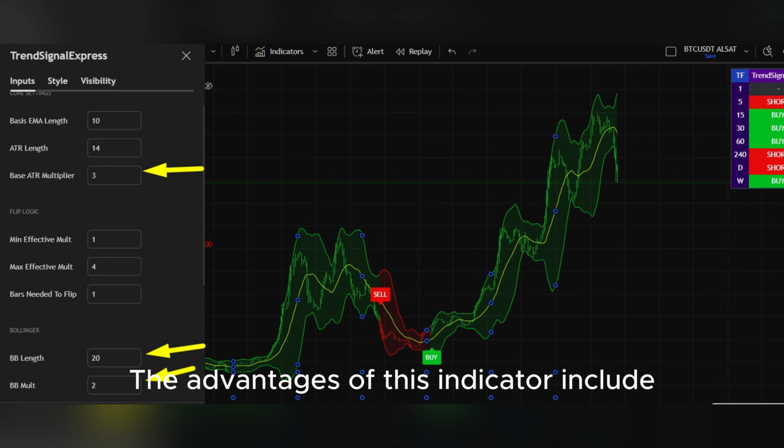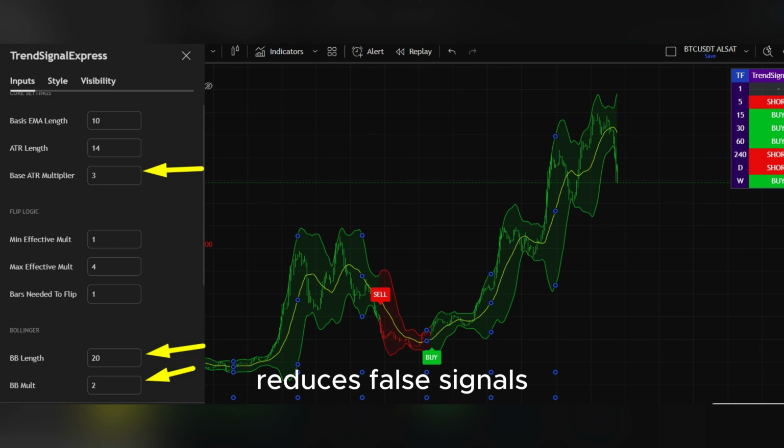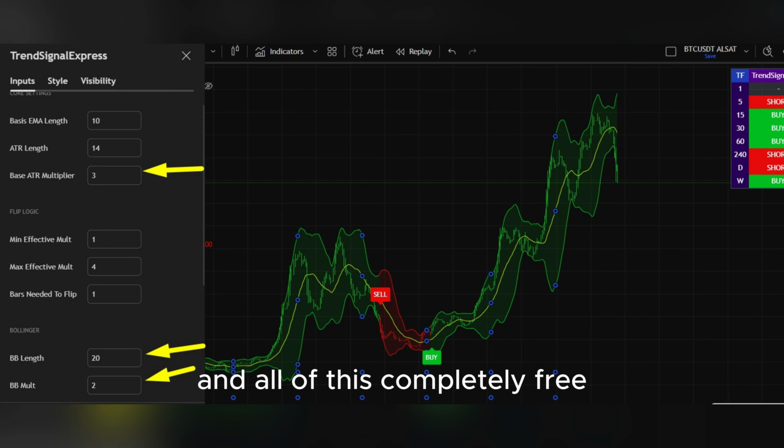The advantages of this indicator include a trend regime that significantly reduces false signals, ATR-based volatility strength, the Bollinger Midline filter, all timeframes visible at a glance thanks to the Multi-Timeframe panel, no repainting, early detection of trend beginnings, a clear, clean, and professional chart appearance, and all of this completely free.